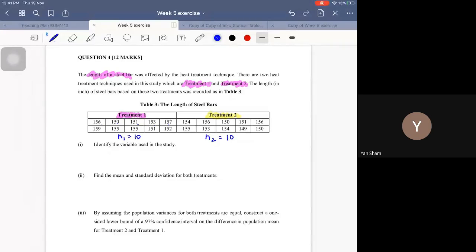So it says over here, identify the variable used in the study. What is the variable that is used in the study? Can anyone tell me? So what is the variable? The length of the steel bar. Exactly, the length of the steel bar. All right, that's right.